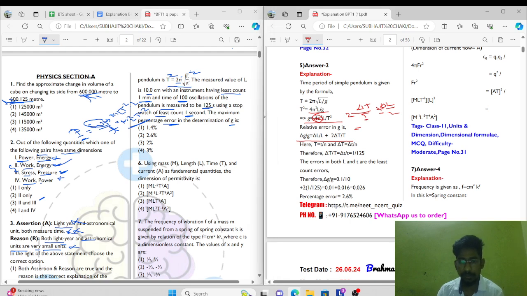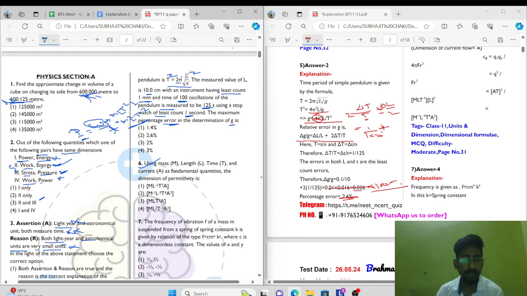So the value of T is 125, that is the actual value, and del T is the least count, not the error. In case of del L, it will become 0.1 divided by 10. So if you calculate this, you will get 0.026. Now multiply this with 100%, so you will get the percentage error, that is equal to 2.6%, right? So this is the way you can calculate the percentage error.